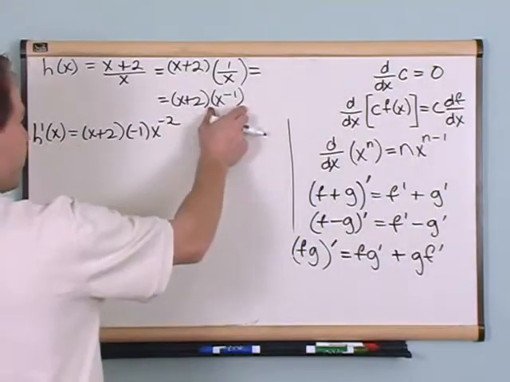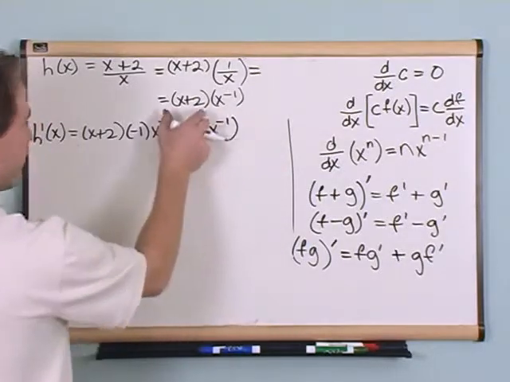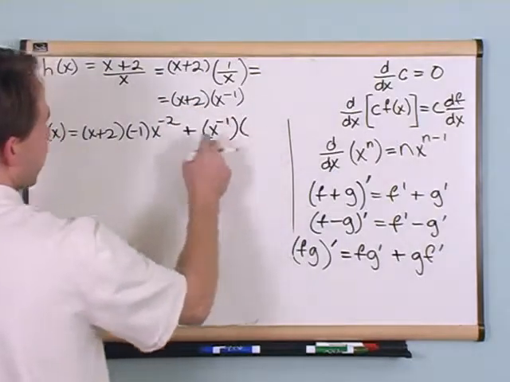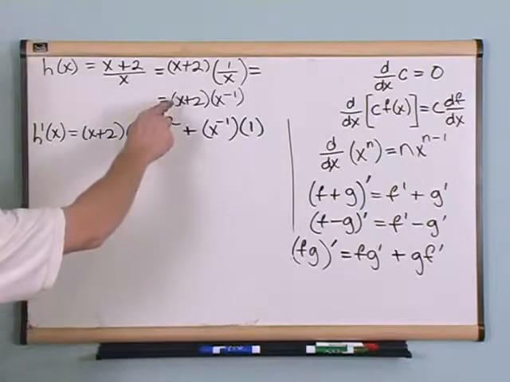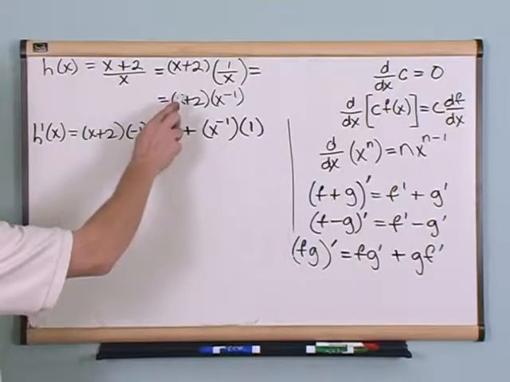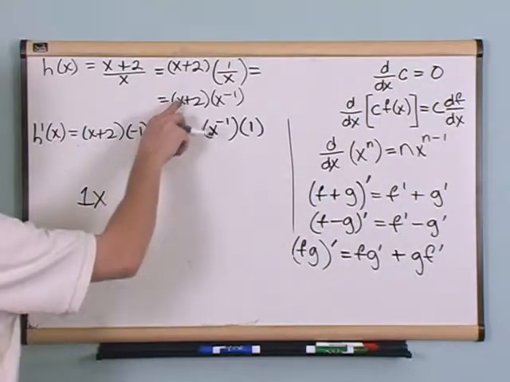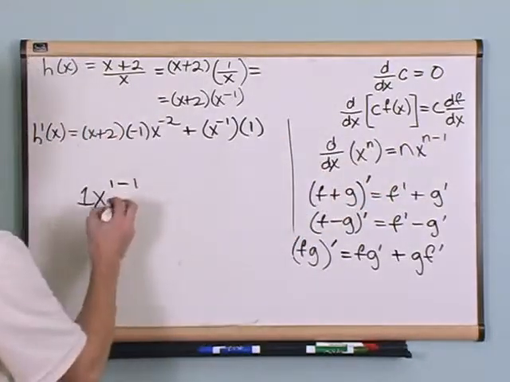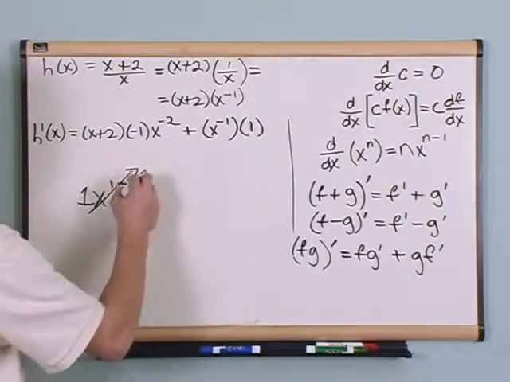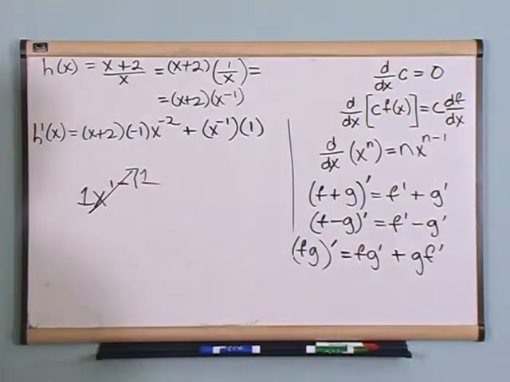First times the derivative of the second plus the second, x to the minus 1, times the derivative of the first. Now the derivative of the first here is just going to be 1, because the derivative of this is x to the first power. The 1 comes out, and that's what I have here. Okay, but then I'll have x raised to the 1 minus 1 power, which is just 0, x to the 0, which again goes to 1. So the derivative of x is just 1.